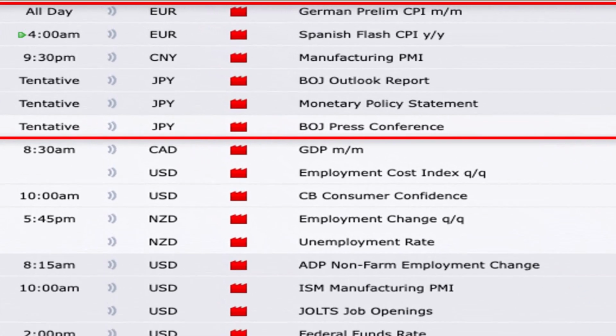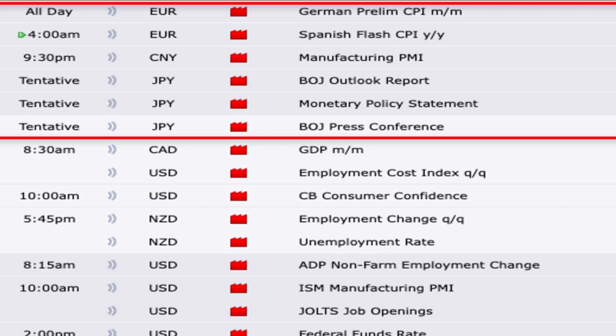Chinese manufacturing, which hasn't been a huge deal lately. It has, in the past couple of years. Right now, it's been hovering about 50. If this number comes out a lot above or a lot below, yeah, there'll be a market move. But really, it's about the BOJ.